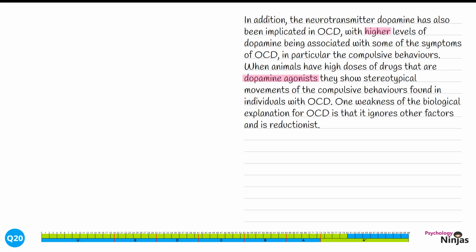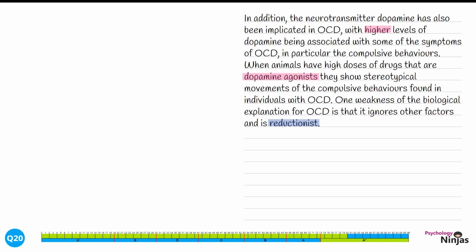Our final piece of evaluation is to talk about a different theory. One weakness of the biological explanation for OCD is that it ignores other factors and is reductionist. Where we're discussing reductionism, we're saying that this explanation is too simplistic. We could go one step further here and talk about this being biologically reductionist and just focusing on physical differences. We're going to explain this by giving an alternative explanation.